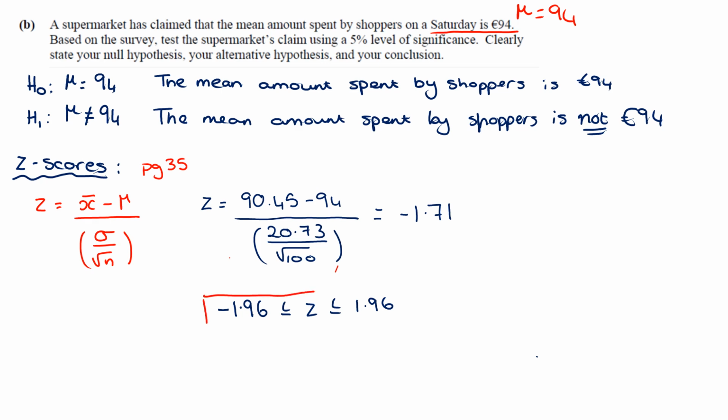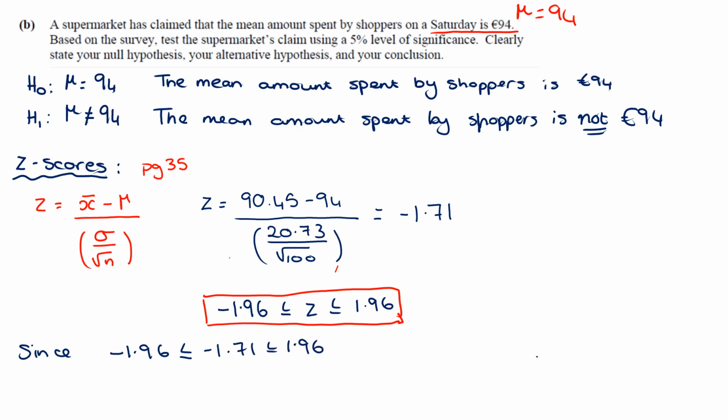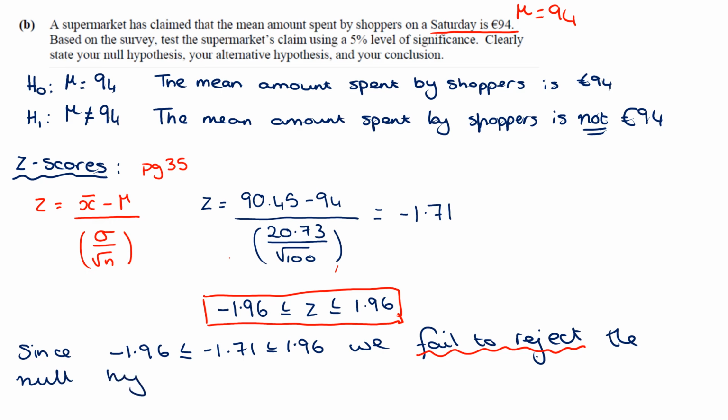Yeah, it does. So what that's telling us is it's sitting in the area that we want it to sit, so we will accept. So what we have is, since -1.96 ≤ our z-score ≤ 1.96, with our z-score being -1.71, and since that's true, our wording is important here: fail to reject. So we're not 100%, we're not going in fully going, yeah, we accept. We're just going to say, well, we fail to reject the null hypothesis. And that is our result.